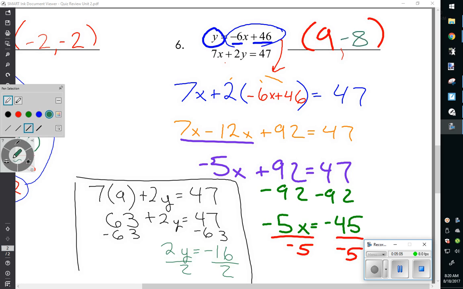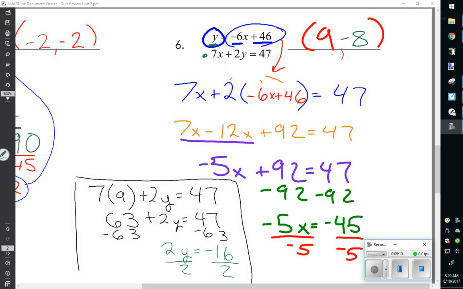So again, we set up for substitution because y was by itself. I plugged in, I solved, and then once I found that answer of 9, I took it and plugged it back into one of the equations, in this case the bottom one, to find my final answer.